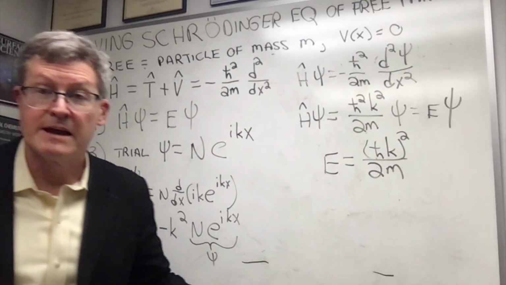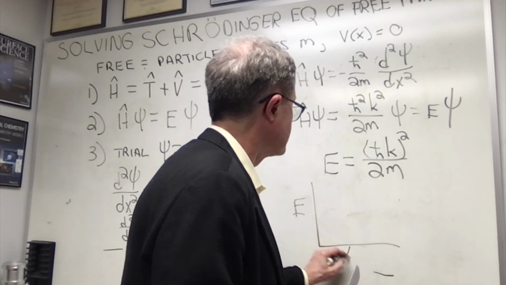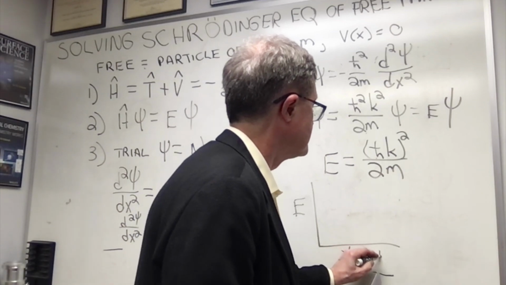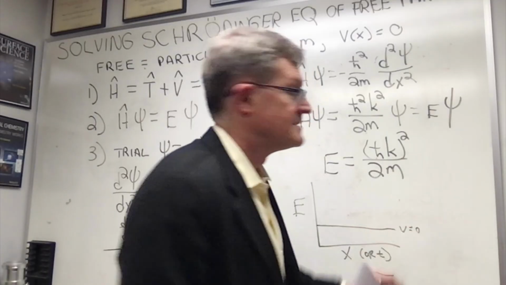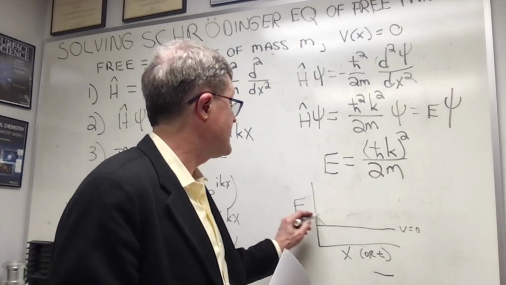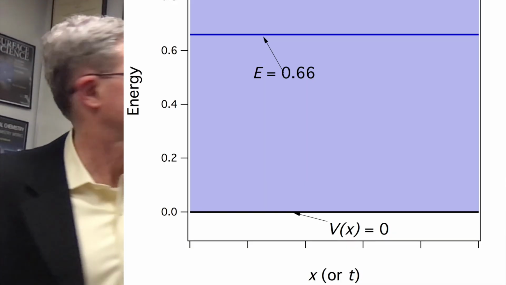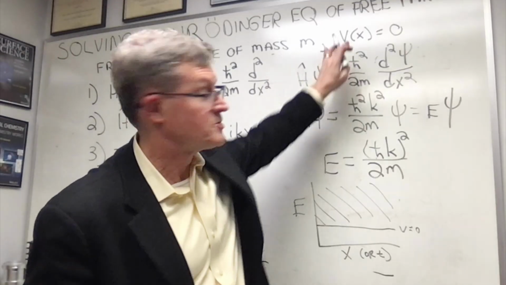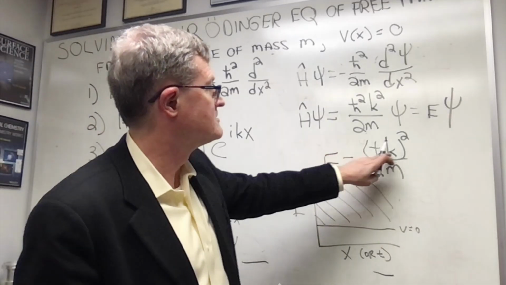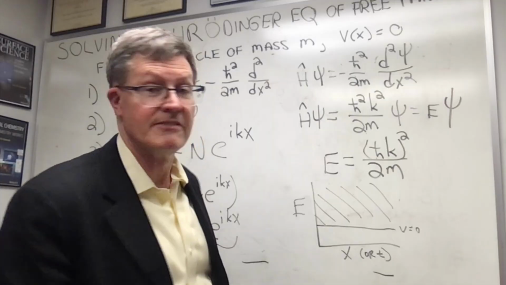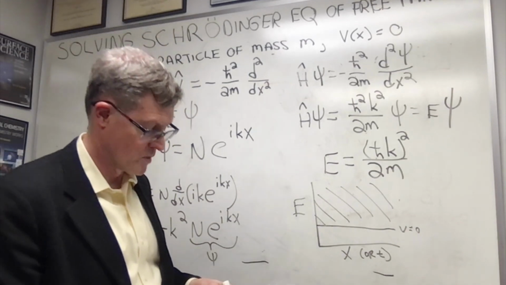So now, if we were going to plot the energy versus x, or it turns out even versus time, what we'd find is that the 0 is set by the potential down there, and anything above that is allowed. Notice that there's no confinement from the potential, and therefore the energy we got is a continuous function. There's no restriction on k, it can take on any continuous value. So the energy can take on any value as well.